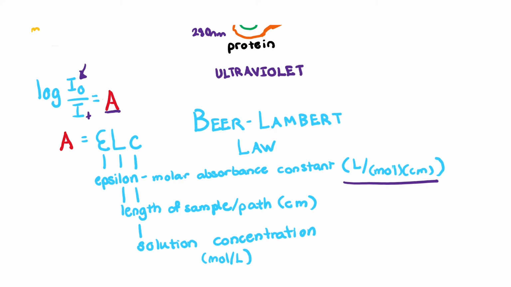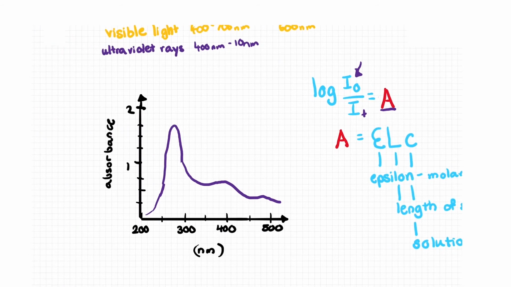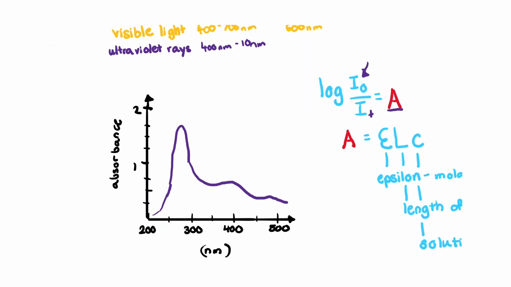You have the length of the sample or path, that's found in centimeters. And then you have a solution concentration. And this is the Beer-Lambert law. Generally, when we look at this law, you will get an absorbance value out of this. So mainly we look at the log value.